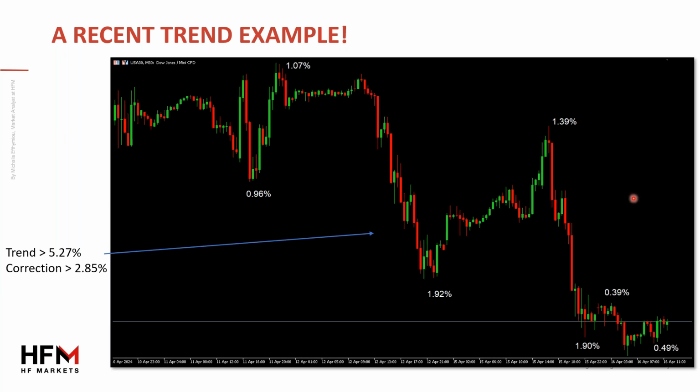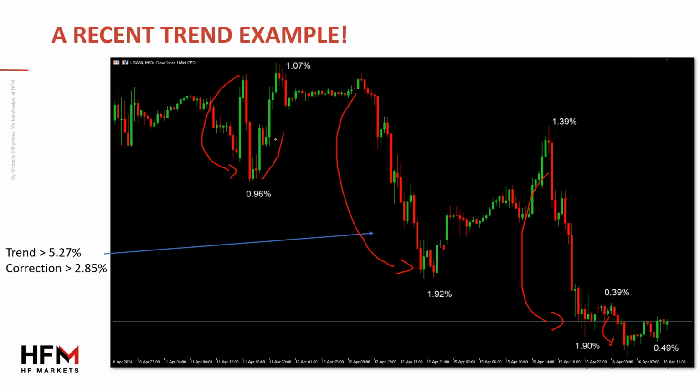So here we've got the Dow Jones. This is an example from the past few days. Very clearly we can see it's a downward trend. Here you can see I'm measuring each price movement, each impulse wave, that's how it's known, in favor of the trend. So this is in favor of the trend, this is in favor of the trend, this is in favor of the trend, and this is in favor of the trend as well.